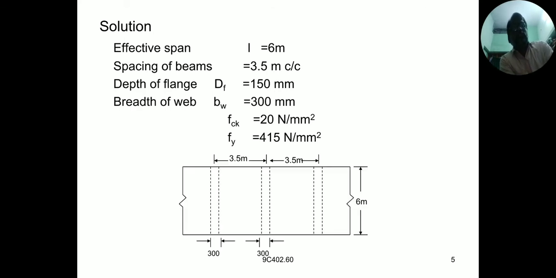Draw the sketch. 3.5 meters center to center. Width of the beam, bw, 300 mm. Effective span 6 meters. We have to take any one of the intermediate beams, that is known as the T-beam. The beam center to beam center is 3.5 meters.